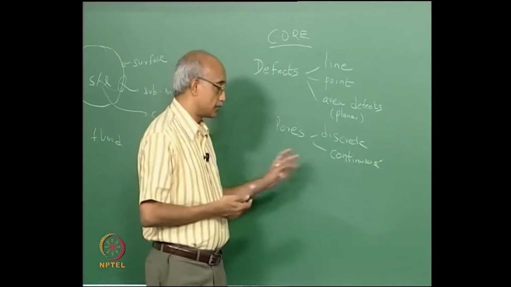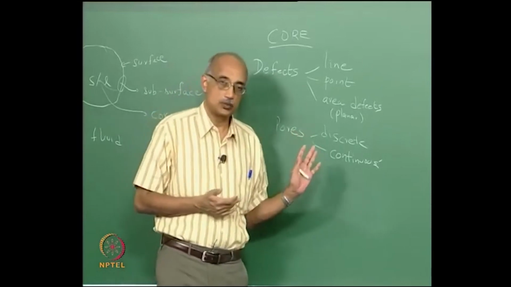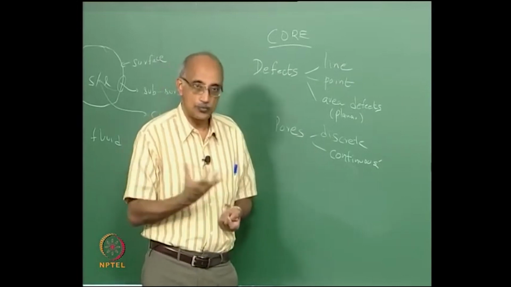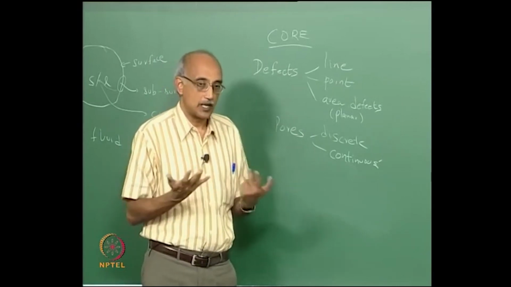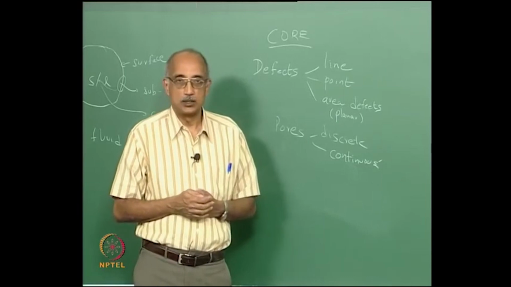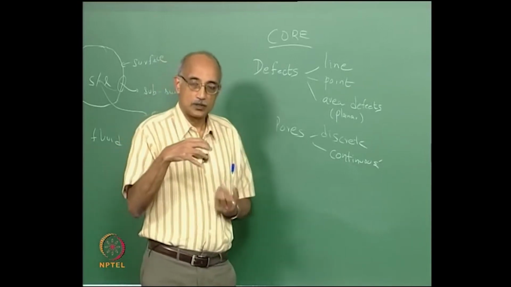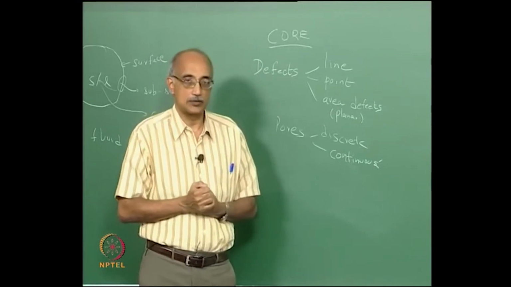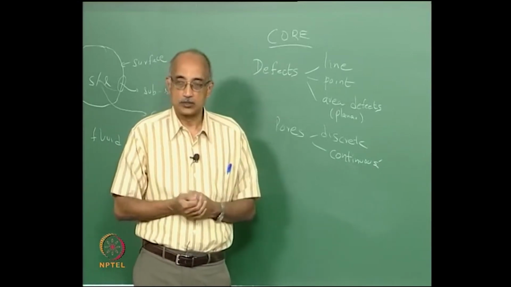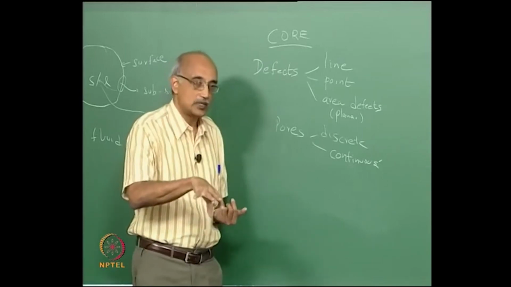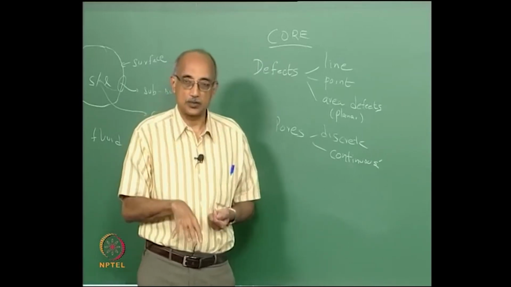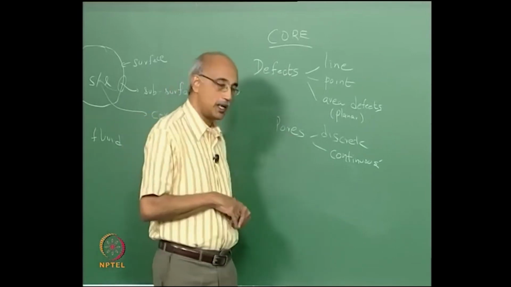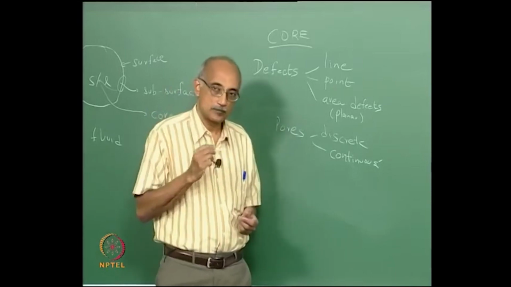Now a lot of attention has actually been paid to manufacturing processes, particularly casting processes, to obtain pore free structures. For example, vacuum casting is one where by applying vacuum you evacuate all gases from the immediate vicinity of the material as you are casting it, so that the chances of actually leaving the gas behind as an impurity during the casting process is greatly reduced. So, much progress has been made in reducing these pores.